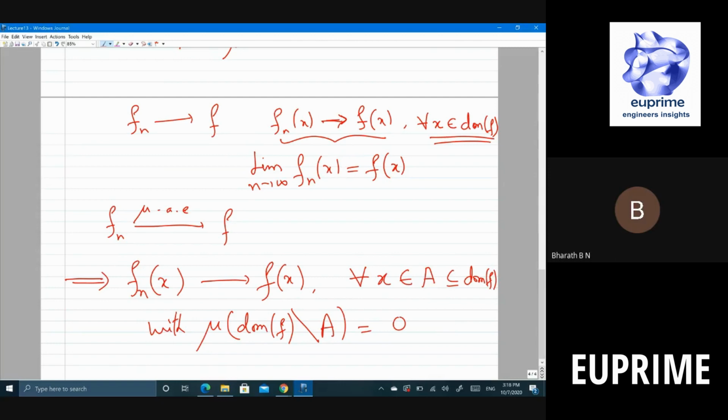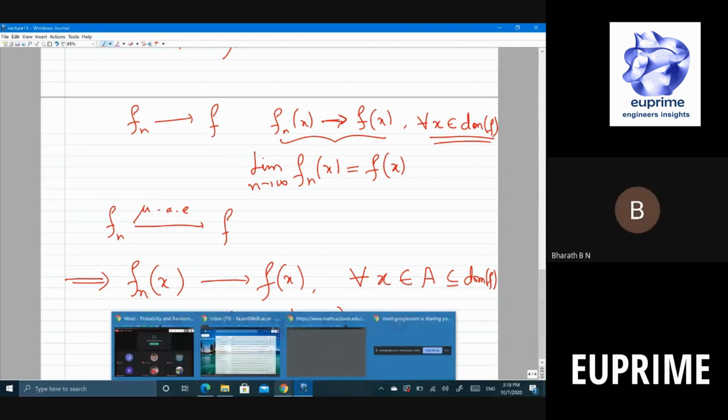What are the points which are not of interest to us? Those are the points with measure 0. I don't care about that, right? Is that fine? Yes, sir.